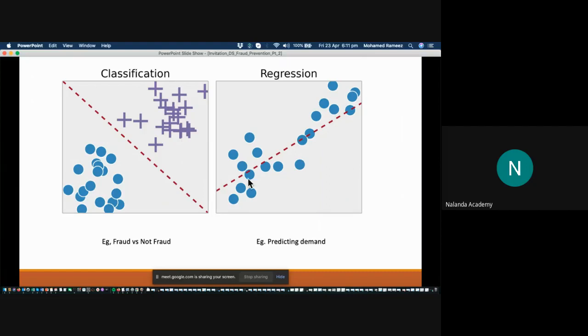The example would be predicting demand based on the COVID positivity rate on a per month basis. Then you can train what will be the demand for medical oxygen in a region, in a district, in a state, based on the previous data. And since those numbers are not fraud or not fraud, or like a Boolean yes or no answer, they are continuous. The problem is considered a regression problem.